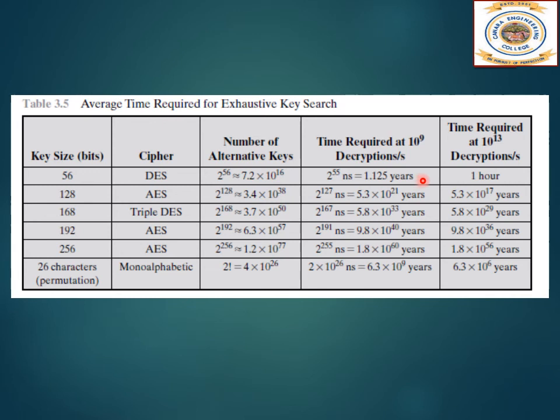The time required at a speed of 10 to the power 3 decryptions per second is 1 hour. In case the cipher is AES, then the time required is 5.3 into 10 to the power 17 years. If it is triple DES, it is 5.8 into 10 to the power 29 years. So this is why DES is not used. Majorly, AES and triple DES are used nowadays.